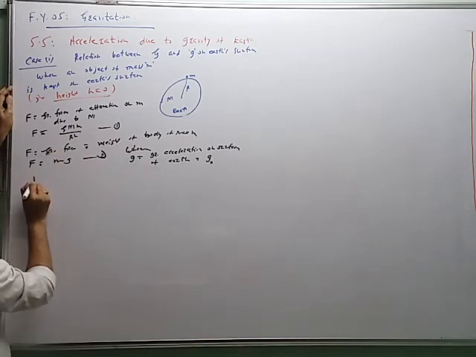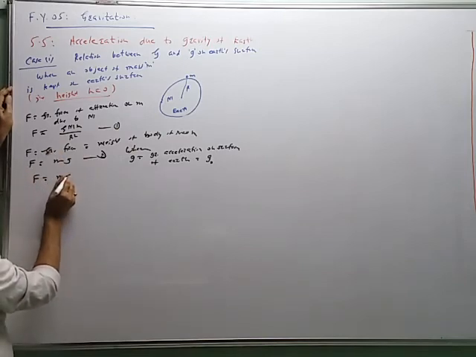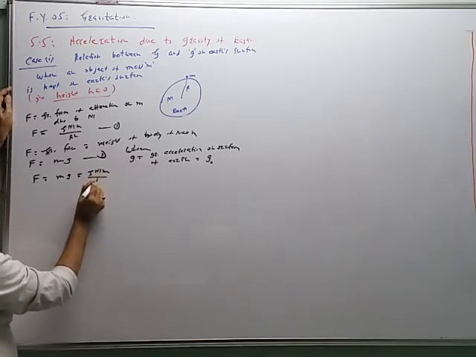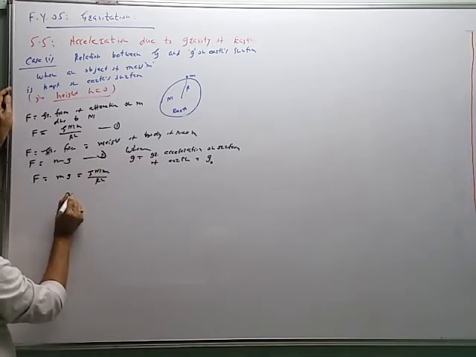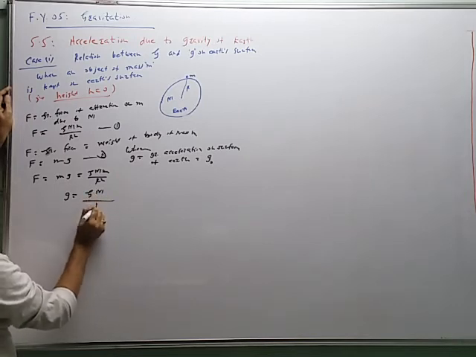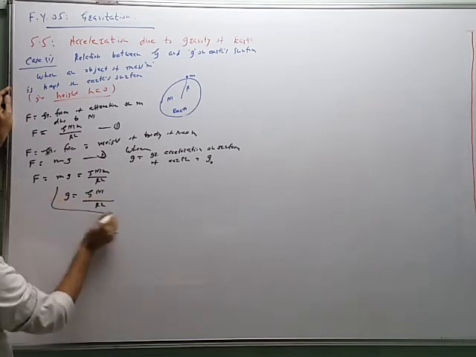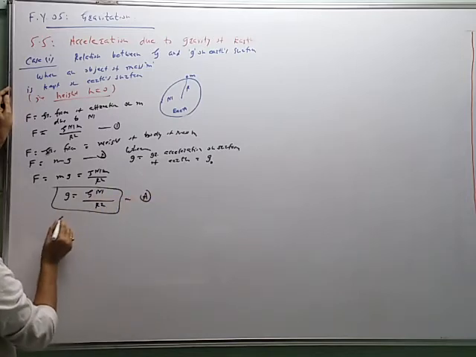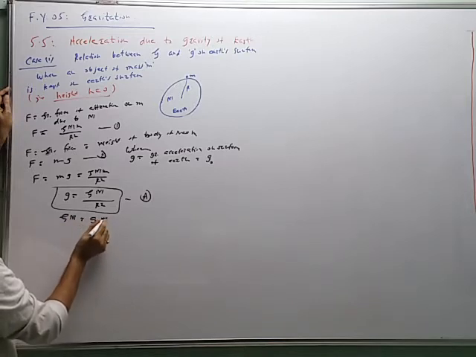And therefore, if you equate this, then m into g is equal to G M m upon R square, and therefore g is equal to the universal constant of gravitational field times the mass of the Earth upon radius square. So this is equation capital A. Or the same equation can be written as G M is equal to g R square.